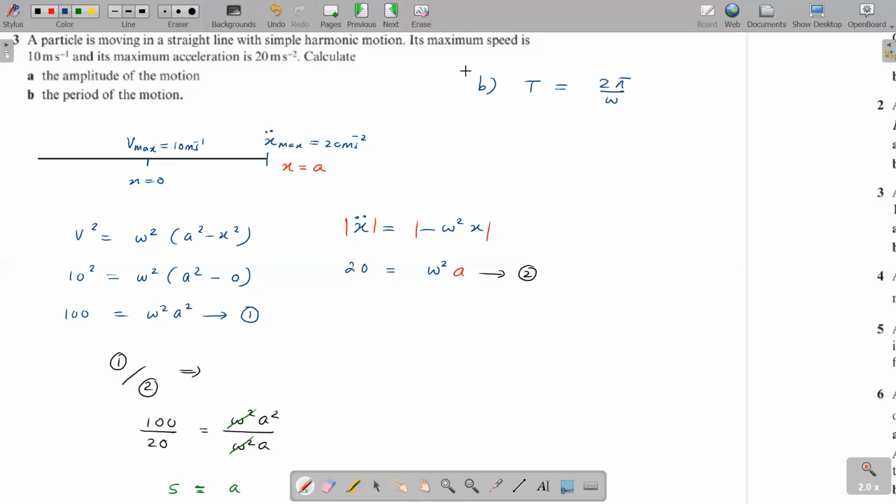So how do we do this? We can go for the second equation. 20 equals omega squared times a. So 20 equals omega squared times 5, right? Omega squared is 20 divided by 5, which is 4. So omega is equal to root of 4, which is 2. Take the positive constant, because periodic time should be positive, right? So omega should definitely be positive. So T equals 2 pi over omega. So 2 pi over 2 means it's pi seconds. Periodic time is pi seconds.